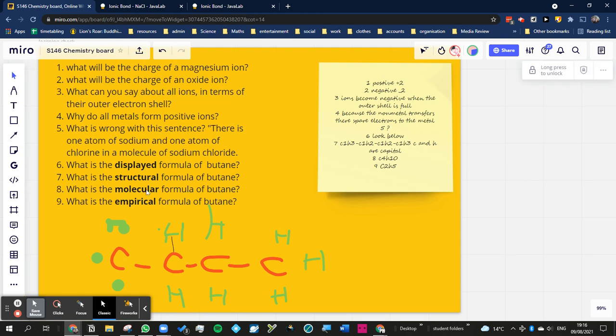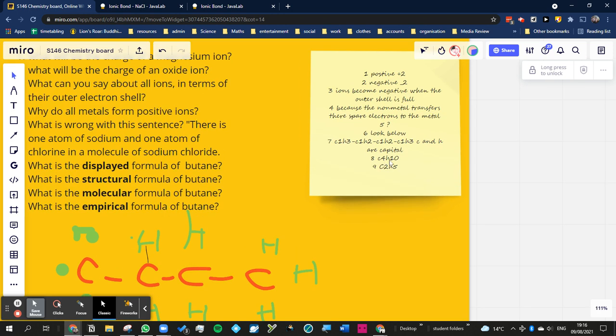What is the molecular formula? Correct, just C4H10. Again, capital C's, capital H's. What is the empirical formula? Yes, C2H5. It's just a ratio. You simplify that ratio, like 4 to 10 is the same as 2 to 5, so you simplify it.